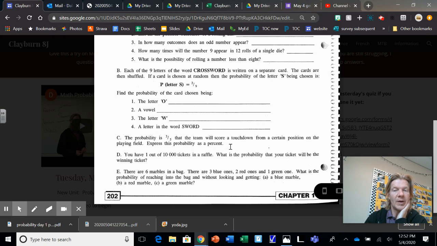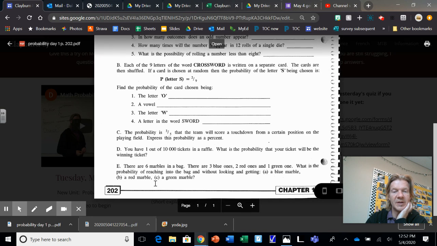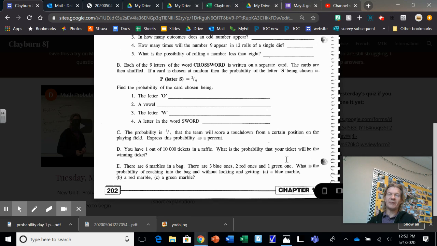Okay, so the next 3 I'm going to let you work through on your own. This one's a little bit trickier, but remember this. There are 6 marbles in a bag, so the denominator has to be 6. Okay, so you figured out these 3 different probabilities. And when it says to express them as a fraction, you express them as a fraction. If it says percent, express as a percent. If it doesn't say anything, I would do both.